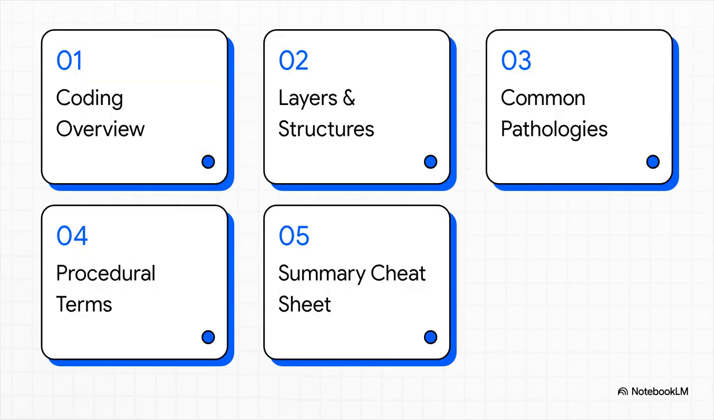Okay, here is our roadmap for this explainer. Number 1, a coding overview. Number 2, skin layers and accessory structures. Number 3, common pathologies and documentation. Number 4, key procedural terminology. And finally, number 5, a summary cheat sheet and teaser to lock it all in.